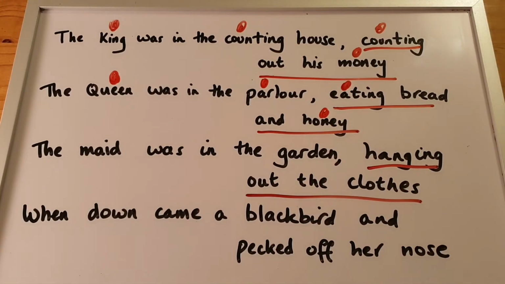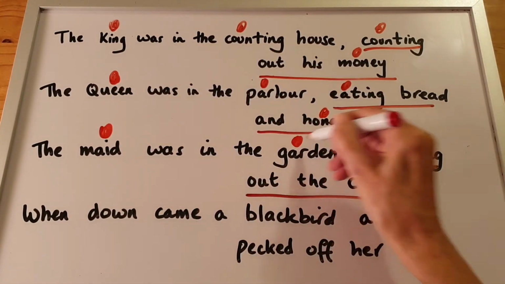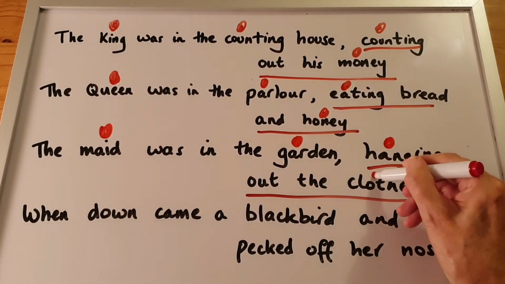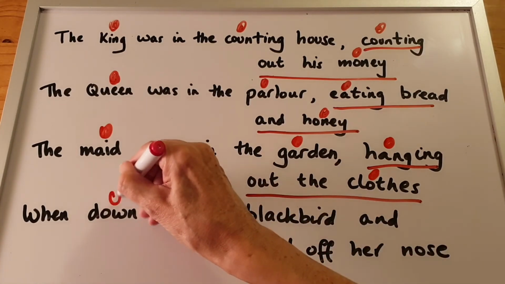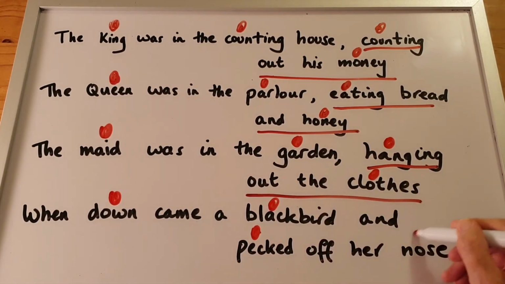The maid was in the garden. That one stressed, hanging out the clothes. When down came a blackbird, pecked off her nose. Down came a blackbird, pecked off her nose. Rhythm of the language. Try it. The king was in the counting house, counting out his money.